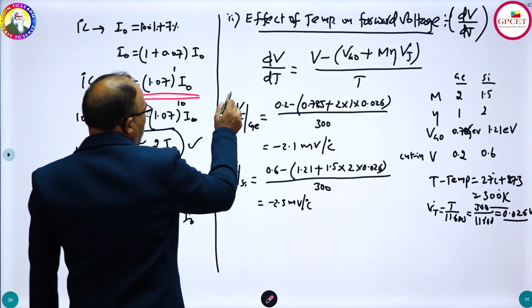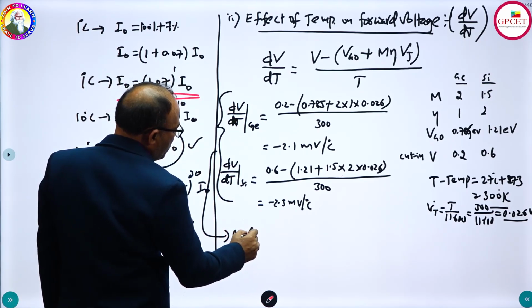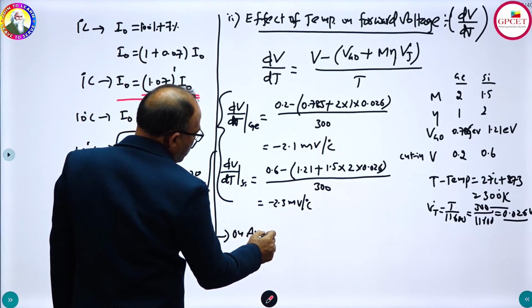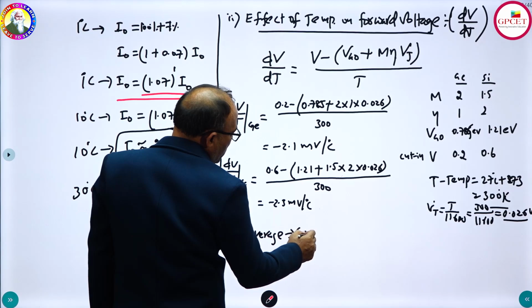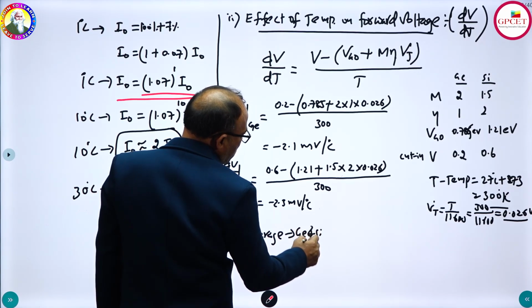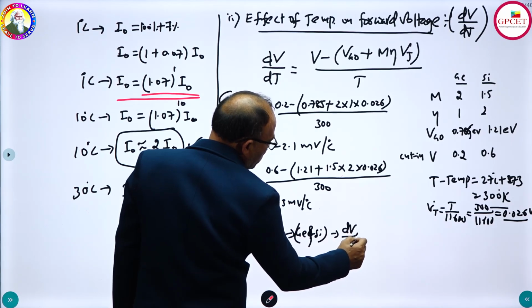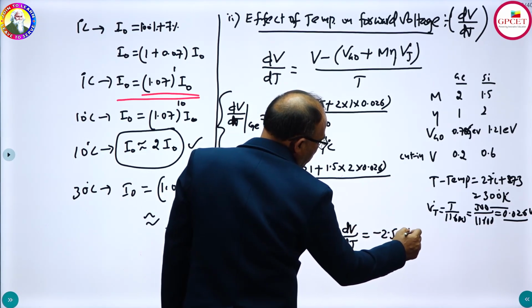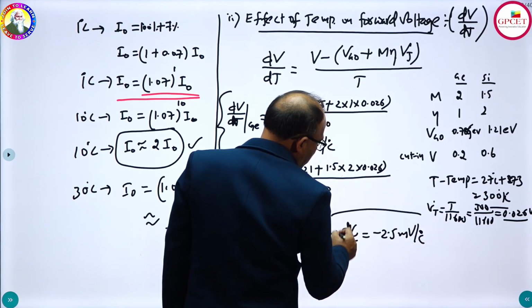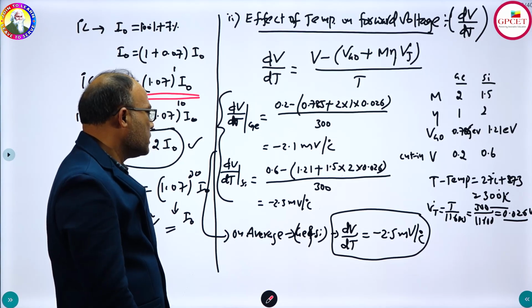But on an average, both for germanium and silicon, you get the change in voltage with respect to temperature, dV by dT, which can be taken as minus 2.5 millivolts per degree C.